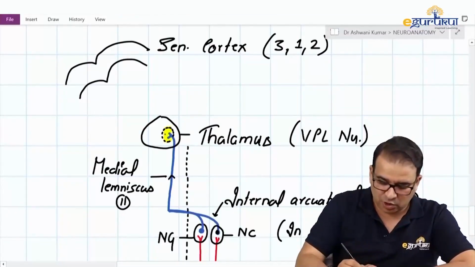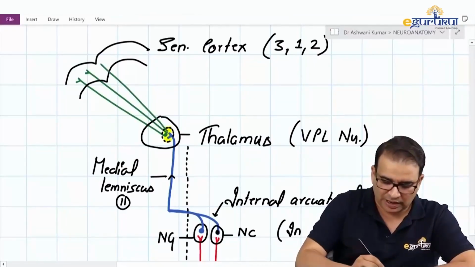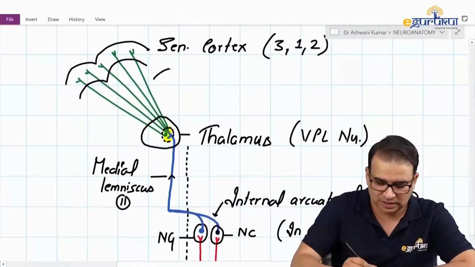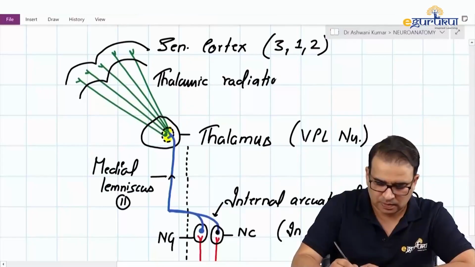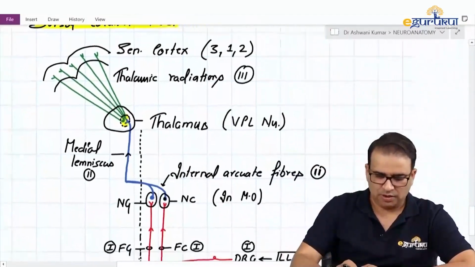And then we get the third order neuron from the thalamic radiation. Same story. Part of corona radiata, the thalamic radiation, which will project into the different parts of the cerebral cortex. Third order neuron.